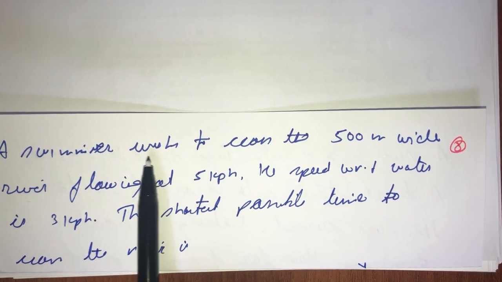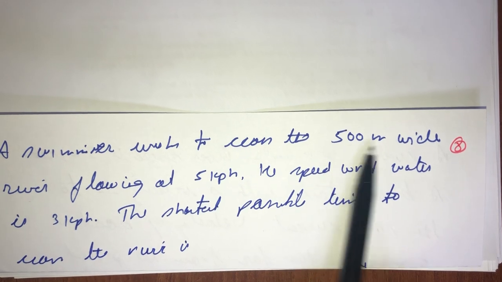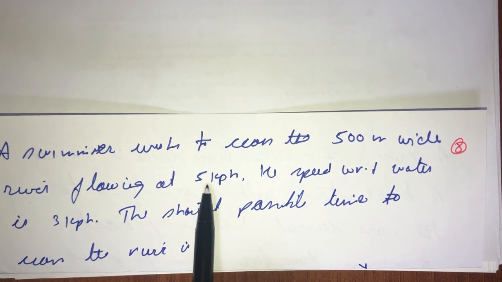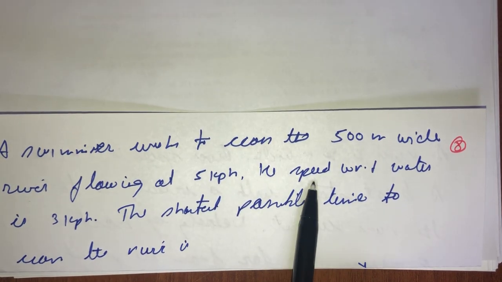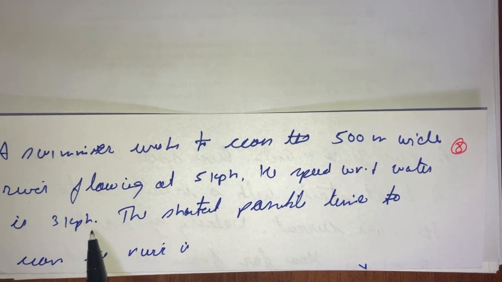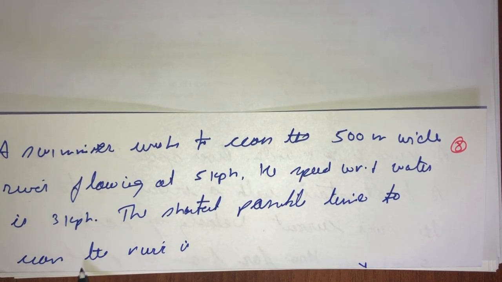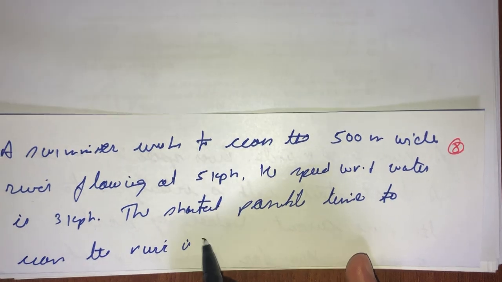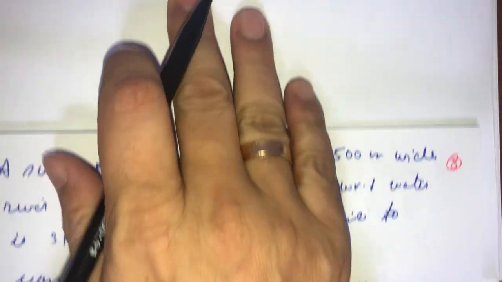Question A. A swimmer wishes to cross a 500-meter wide river flowing at 5 km per hour. His speed with respect to water is 3 km per hour. Find the shortest possible time to cross the river.